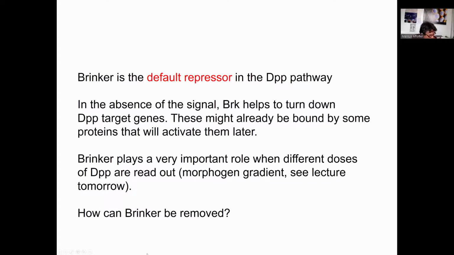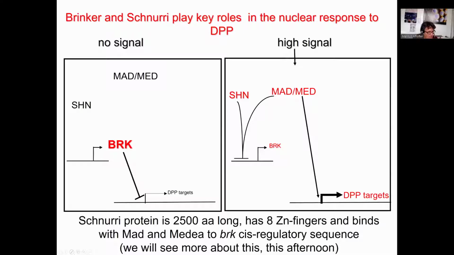You'll see the logic at the end. It's a funny logic. No signal, Brinker is there, represses target genes. High signal, Brinker has to be repressed, and then can you activate target genes.